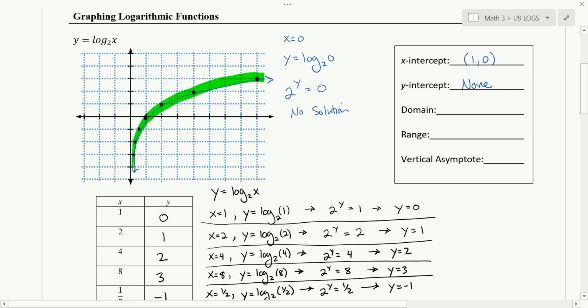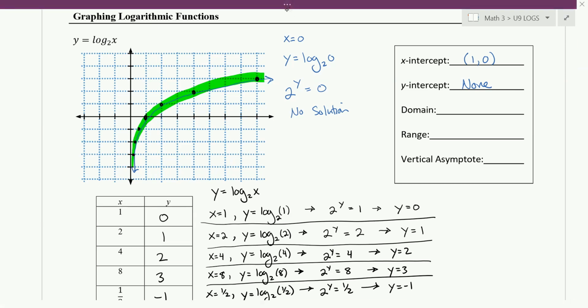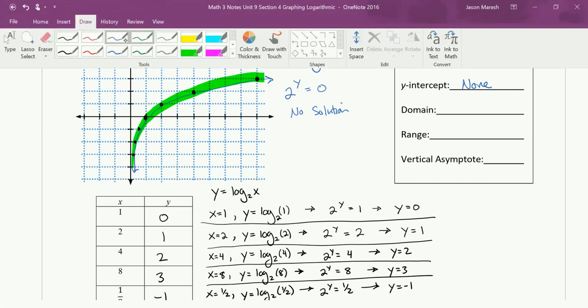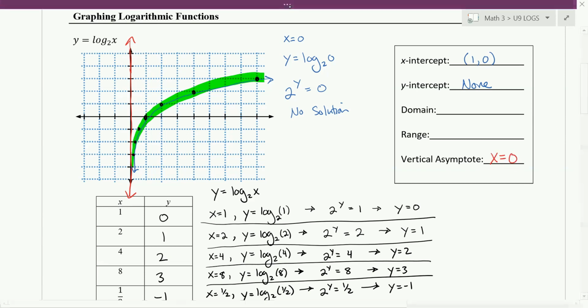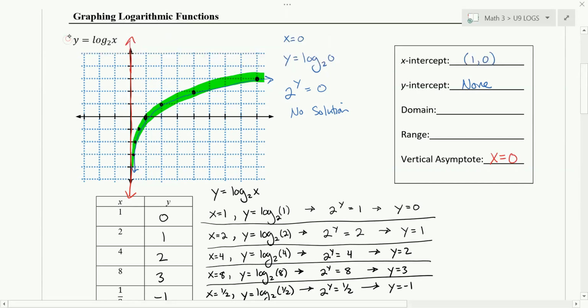And the reason for that is, in this case, it's getting closer and closer to the y-axis, but never touches it. And so we have this vertical asymptote along the y-axis. So it has an equation of x equals 0. So our domain for this starts at that vertical asymptote at 0 for x, and then goes to the right to infinity. And we don't include the 0 because it never hits it.